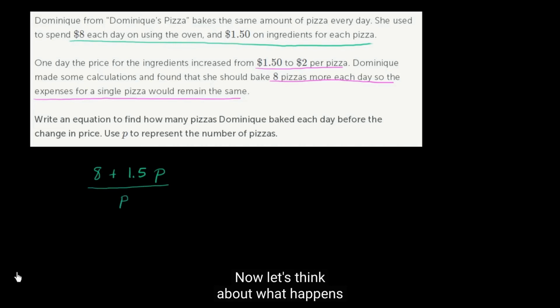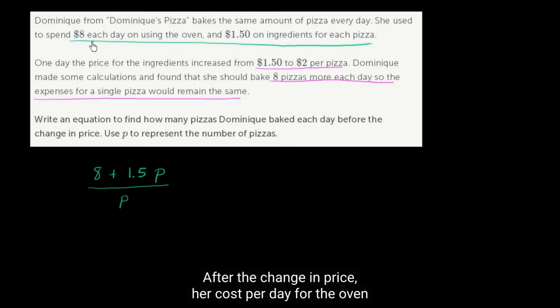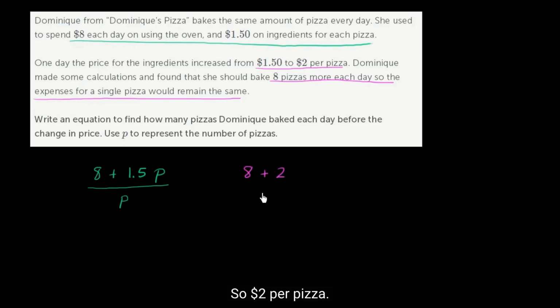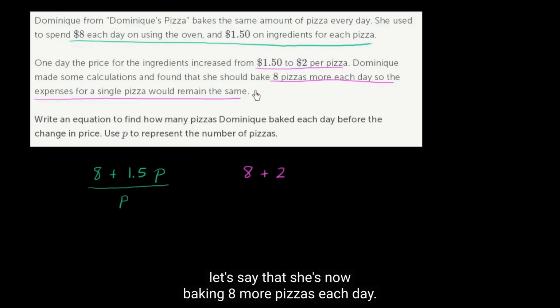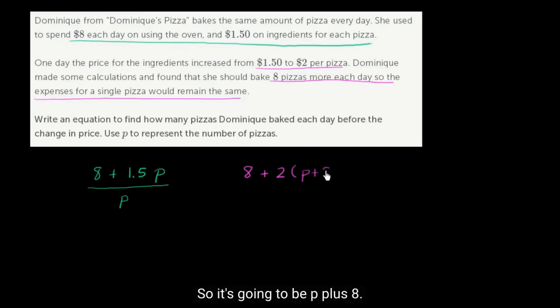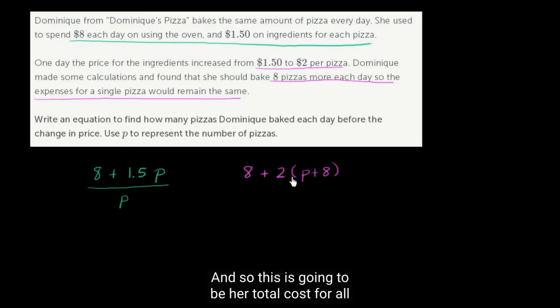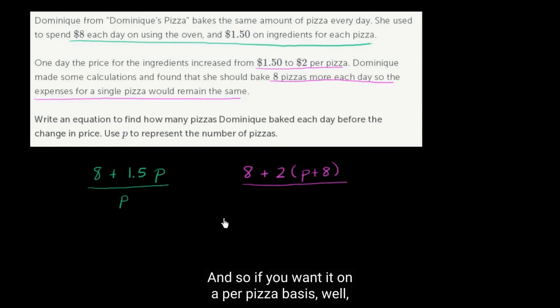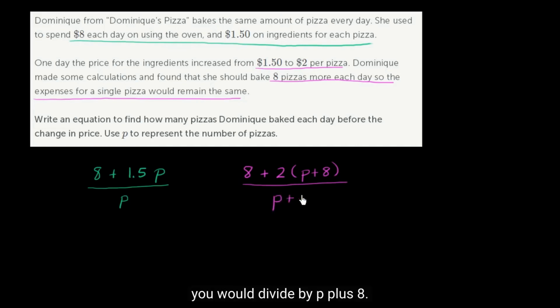Now let's think about what happens after the change in price. After the change in price, her cost per day for the oven is still $8, but now she has to spend $2 per pizza on ingredients. And instead of saying that she's baking P pizzas, let's say that she's now baking 8 more pizzas each day. So it's going to be P plus 8. And so this is going to be her total cost for all of the pizzas she's now baking. And so if you want it on a per pizza basis, she's now making P plus 8 pizzas, you would divide by P plus 8.